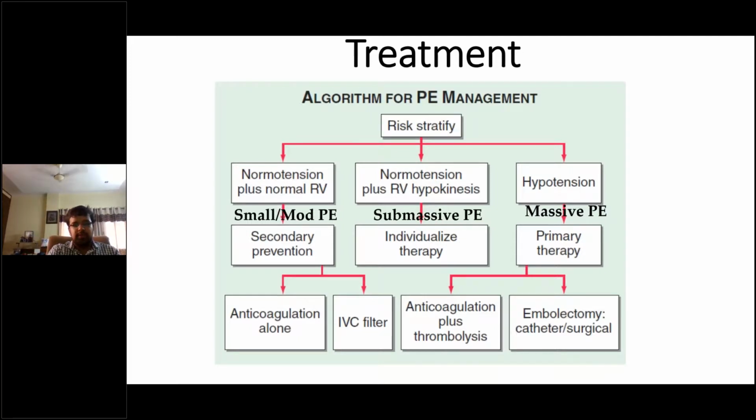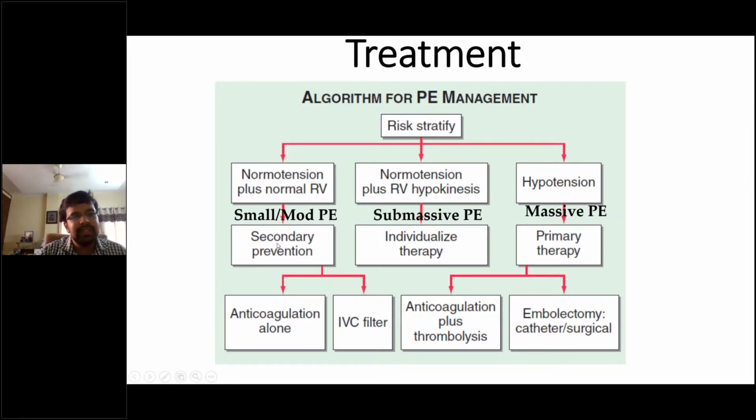So the treatment is a little complex. I will try to simplify this for you, but this is not very important for you guys. So basically, the treatment also depends upon we stratify the pulmonary embolism into 3 types. The 3 types I have already taught you. It can be small or moderate pulmonary embolism, the submassive pulmonary embolism, or the massive pulmonary embolism. So basically, if the patient is coming with normotension, that is the BP is normal, the right ventricular is normally functioning, this will be a small pulmonary embolism.